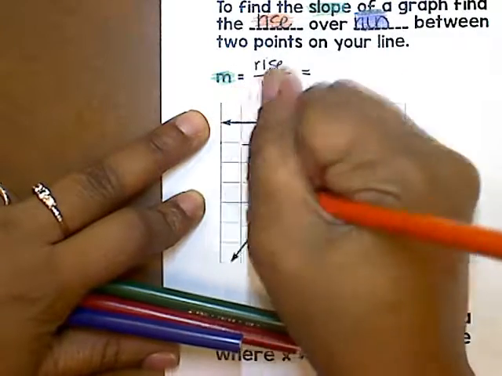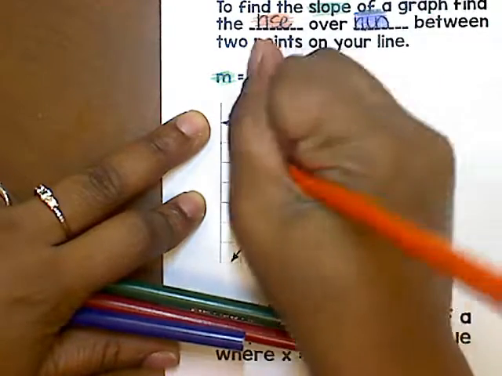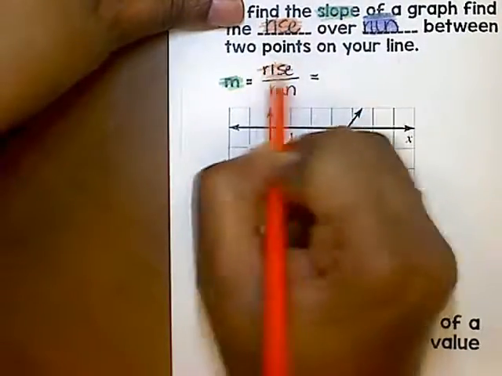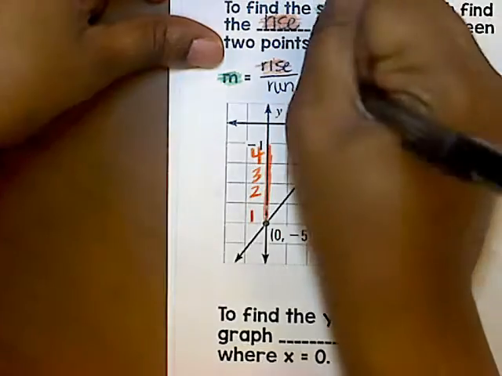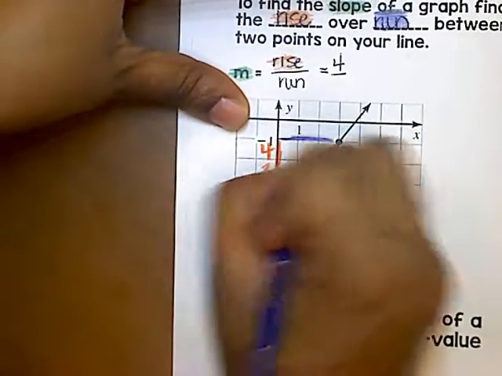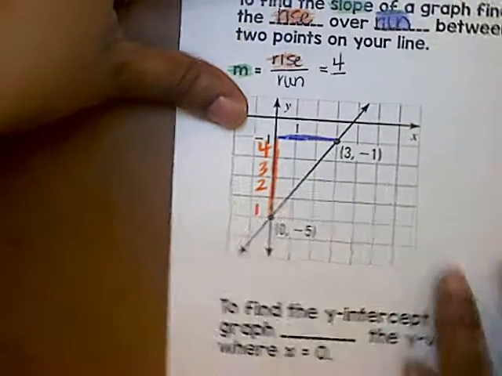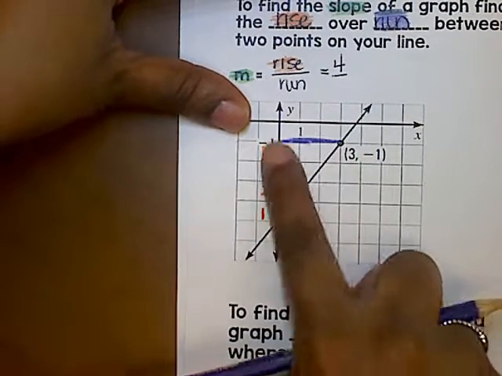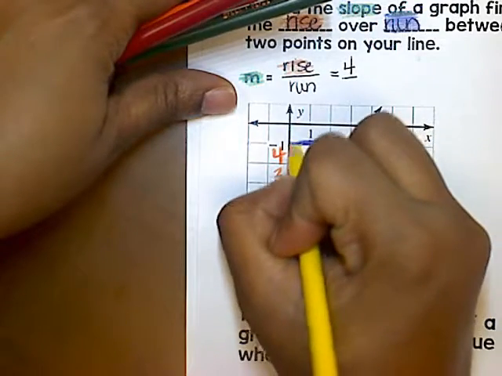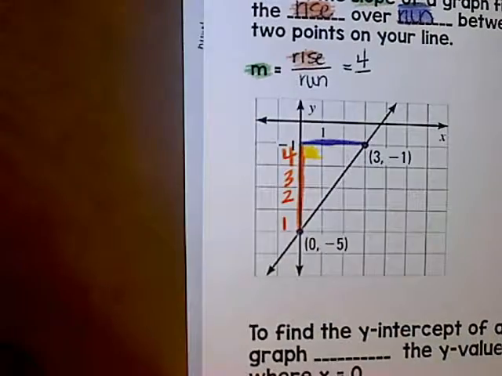And so notice I have 1, 2, 3, 4. So my rise is 4, and it's positive because it's going up. And my run, I'm just going to go over. And notice it forms a right triangle. That's how you know you're doing it right, if your triangle is a right triangle. So right triangle just means that it can form this little box here. So it's a right triangle.